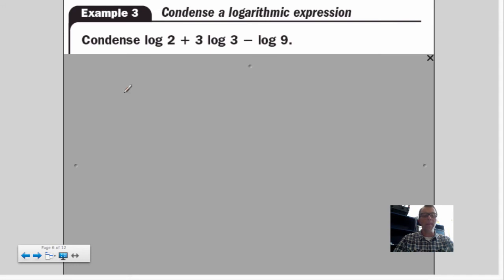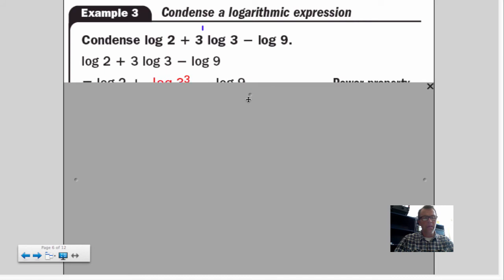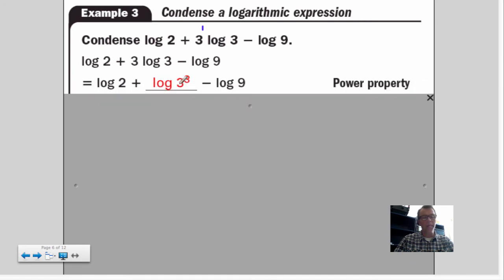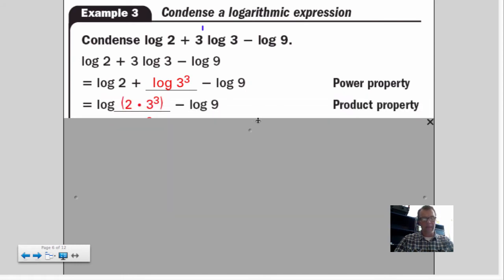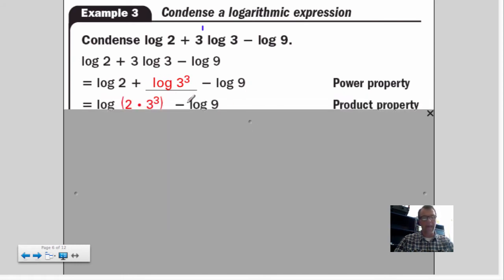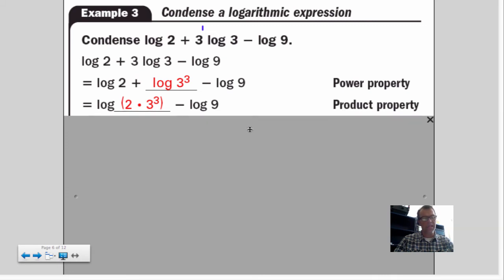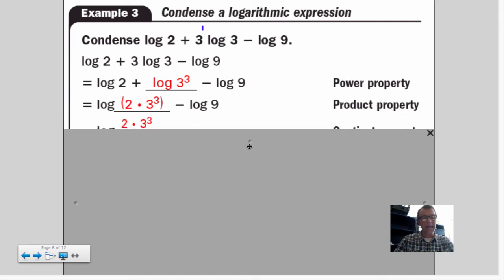And we can do the opposite, which is condensing. So put all this stuff together. Again, I think you hopefully will eyeball this 3 in front and say, let me do the power property. Right? So they're going to write that as log of 3 raised to the power 3, which is 27. I think they actually hold off here. Yep. And then they say, look, because these two logs add, that's the same as saying log of 2 times 3 to the third. And hopefully you see the subtraction of logs. Say, oh, let's divide now.